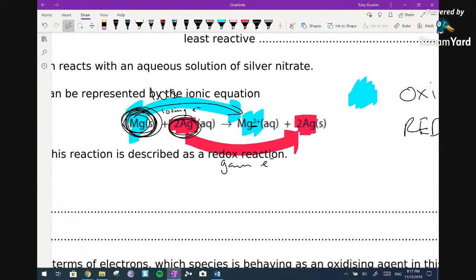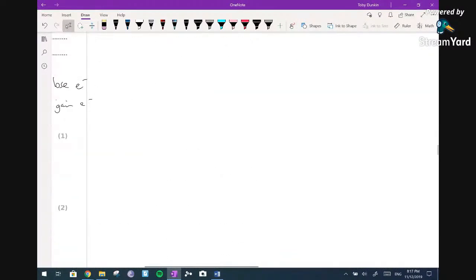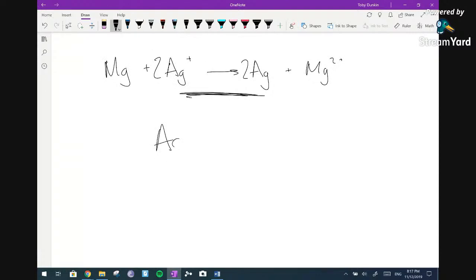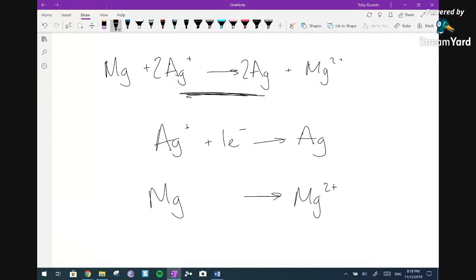I just want to do one last thing, which is when you have salt equations, if we had the Mg reacting with silver 1+, these reactions can be separated. Ag plus Mg 2+, and it was balanced for you. The reason why that balance happens is because if you look at the half equations, Ag plus is gaining 1 electron to form Ag metal. Magnesium is losing 2 electrons to form Mg 2+ and 2 electrons.